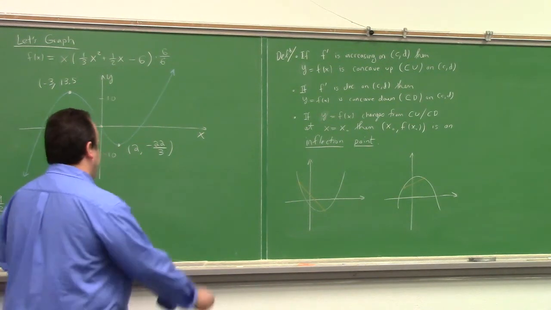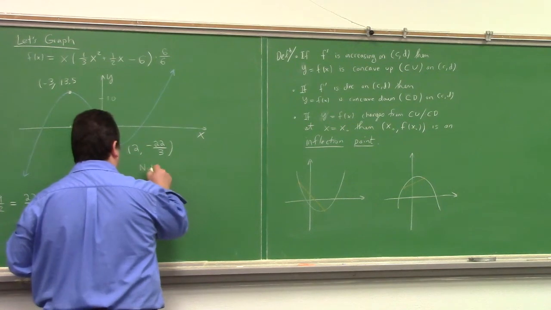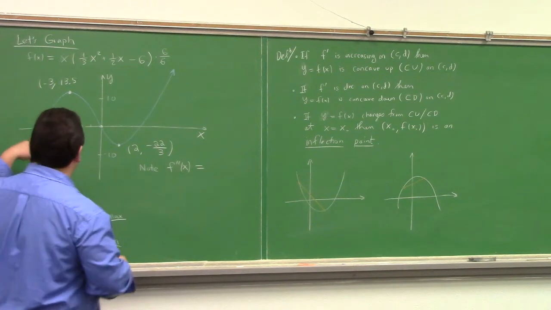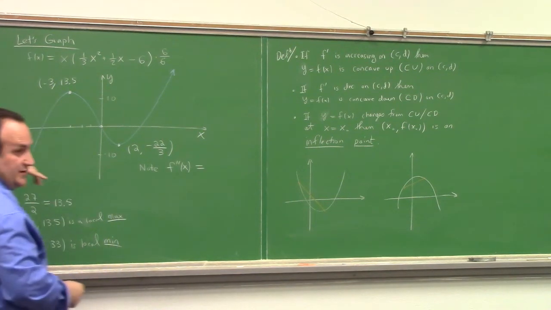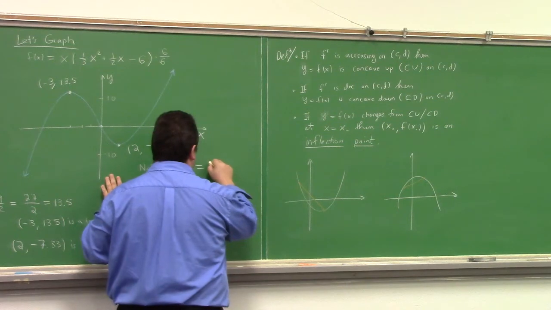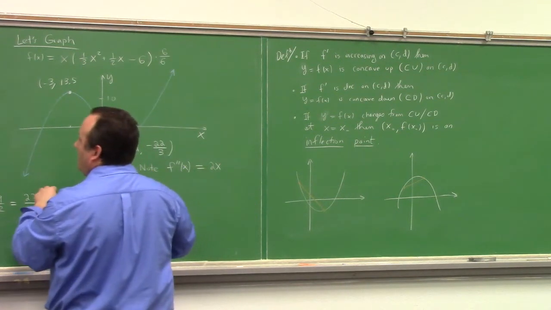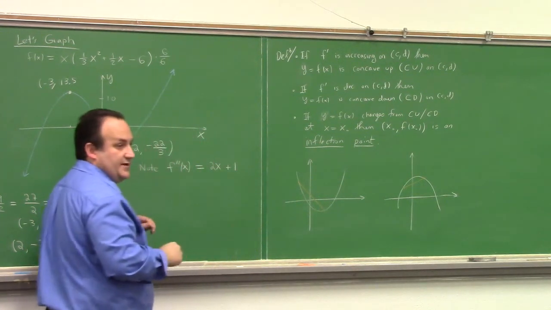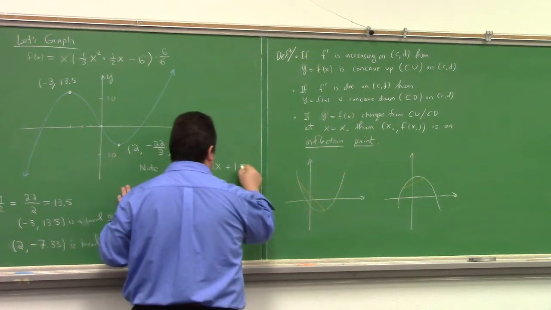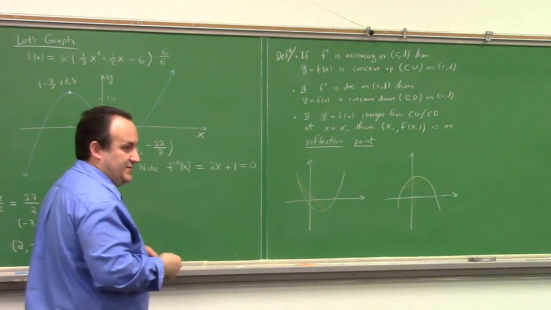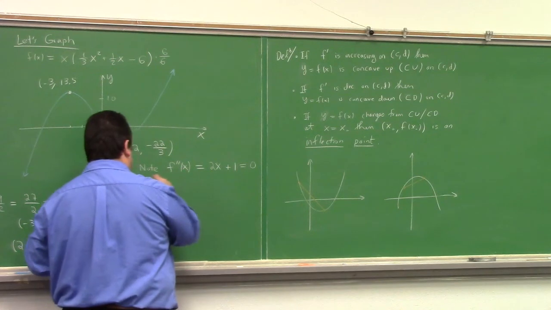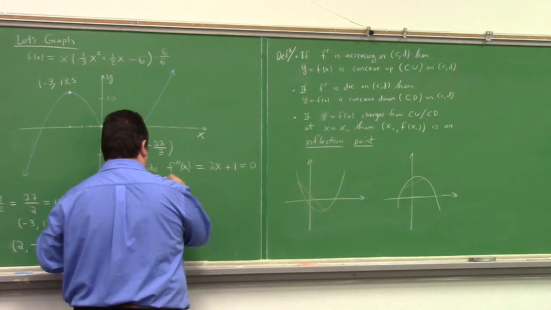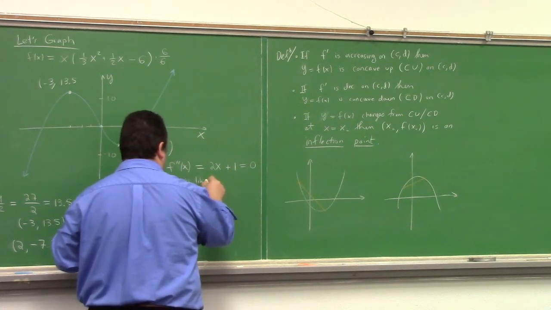Can we do it? Well, notice f prime prime of x is equal to what? Differentiate x squared plus x minus 6, we get 2x plus 1, right? So if we set that equal to 0, that gives us a possible point of inflection. In this case, it gives me that x is equal to minus 1/2 is likely an inflection point, right?